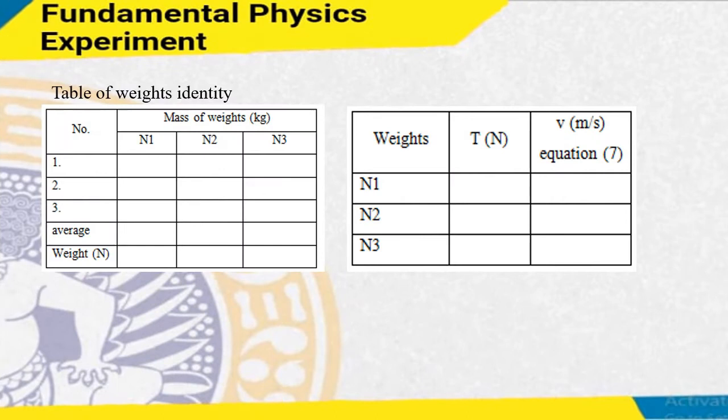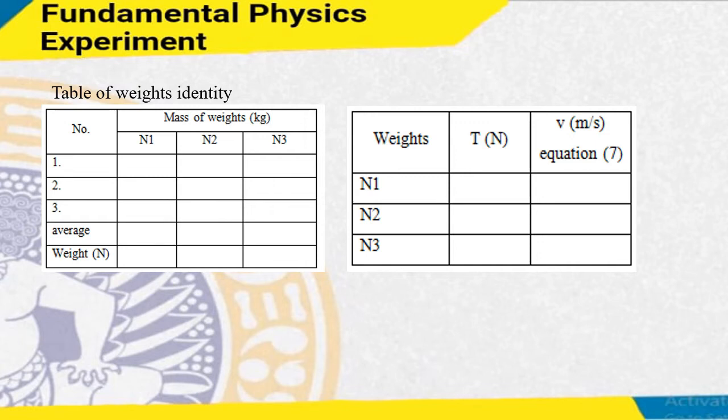The next data you will get is about the weight identity. As you can see in the left table, for each weight you have to measure the mass in kilograms, and you will get N1, N2, and N3. You did 3 repetitions, then you have to take the average for each. Then, because you have the mass of the weight, you can calculate the weight force in Newtons for each of N1, N2, and N3.